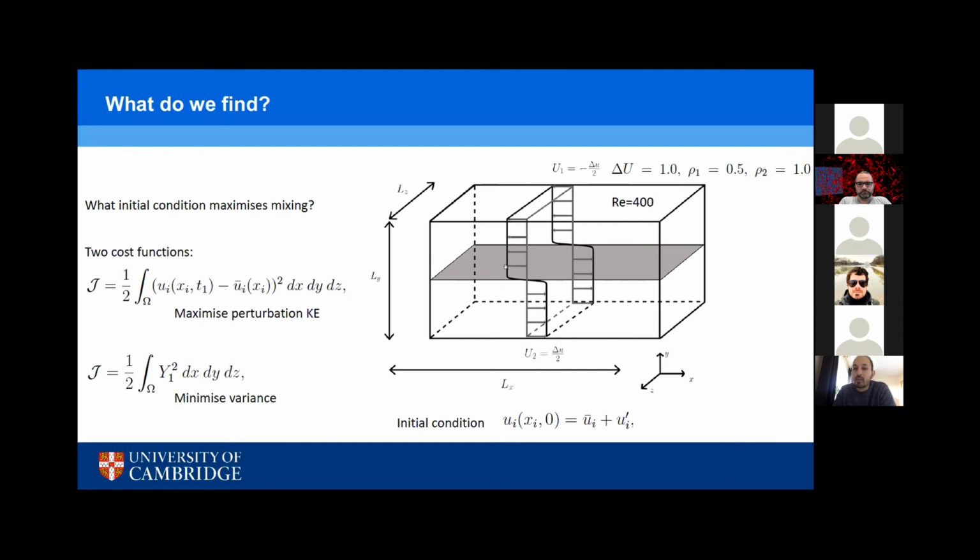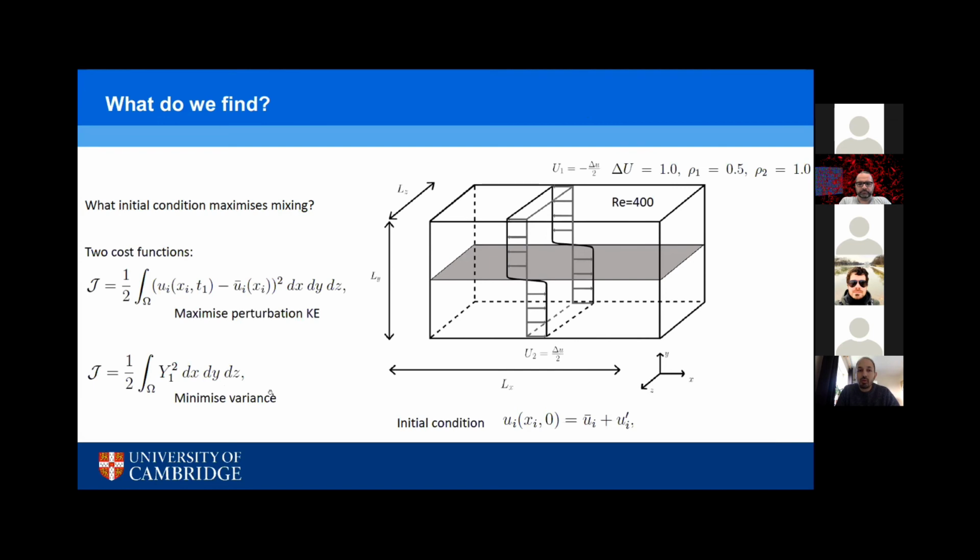So it's the measure of the concentration of one species. They have a density field associated with them. And we'll consider one species, the mixing between two species which have a density ratio of 2. So one is twice as dense as the other. So these are going to be our two cost functions.